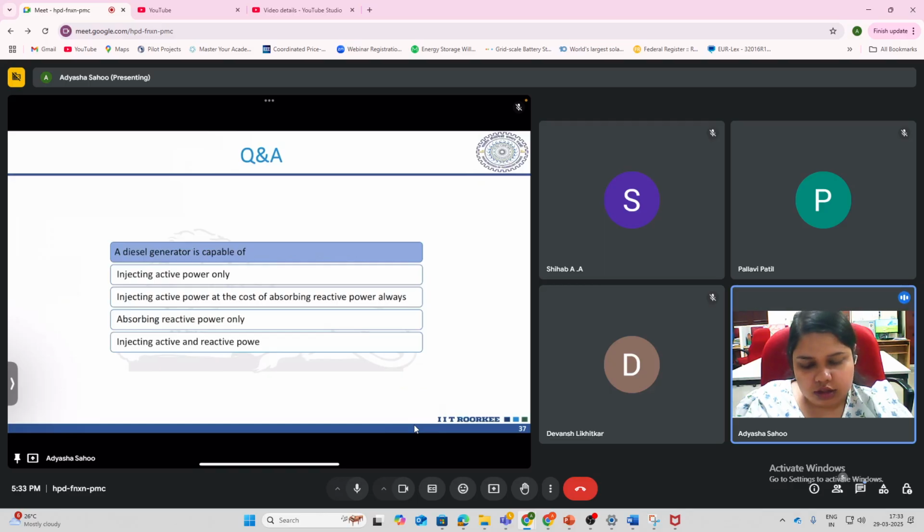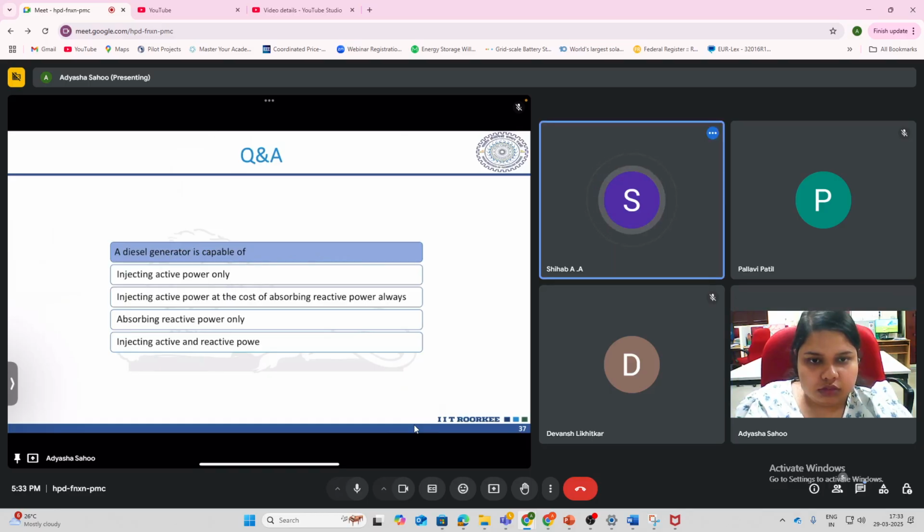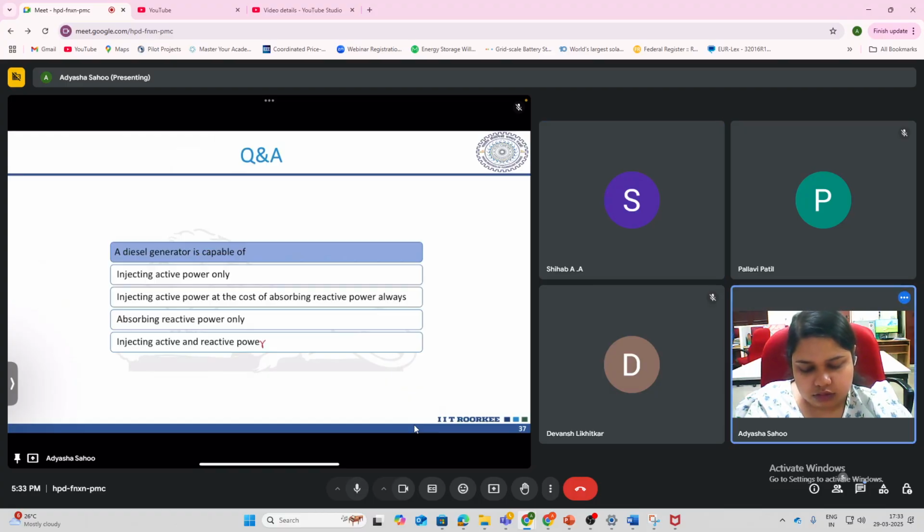So the next is, DG is capable of what? Will it be anyone else? You can type in the chat box also. Yes, this we have seen. Basically, in the islanded mode of operation, it can inject both active and reactive power.